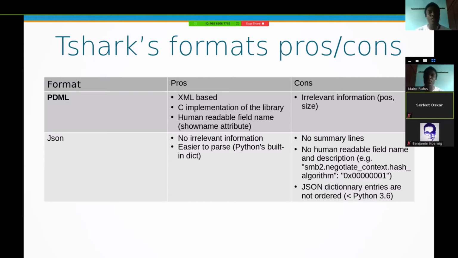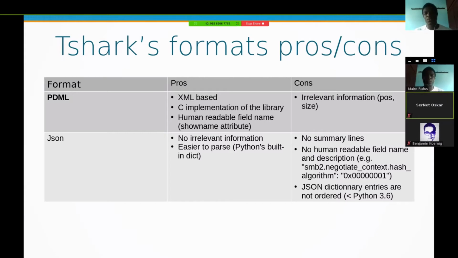Okay. The JSON on the other side has some pros. No irrelevant information. In the JSON, everything is usable and used, and it's easier to parse because you don't really go out of the boundaries of Python because it's built in.